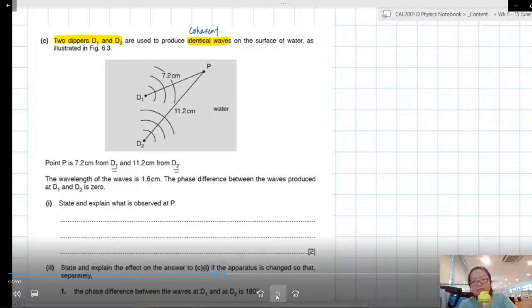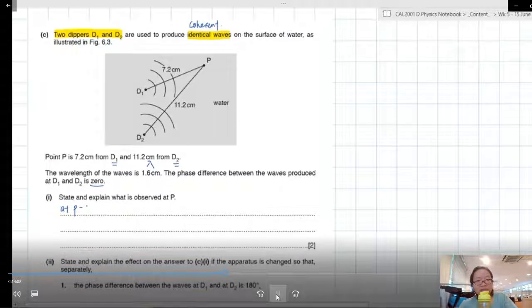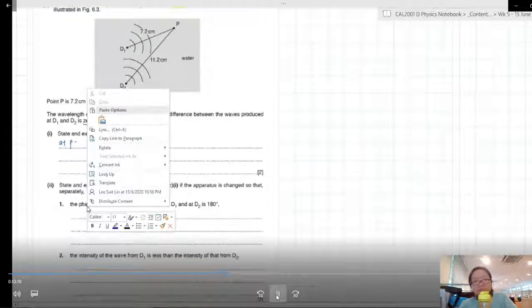Identical also means hopefully coherent. So the wavelength of the wave is 1.6 cm. The phase difference between the wave produced at D1 and D2 is 0. State and explain what is observed at P.